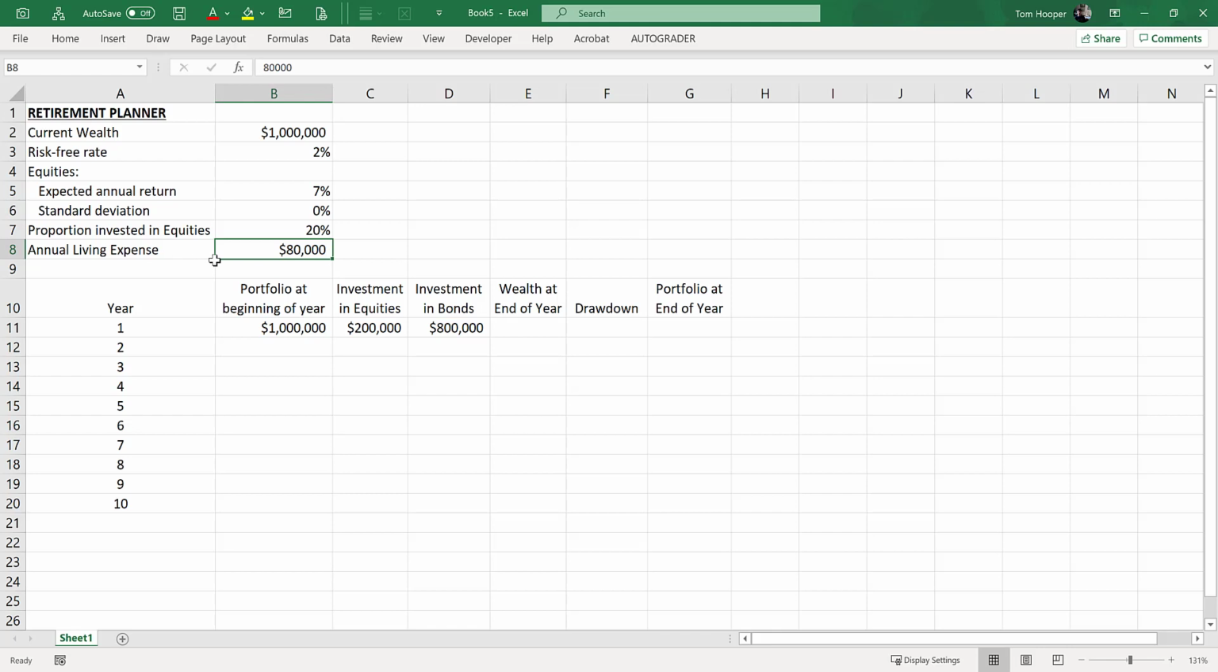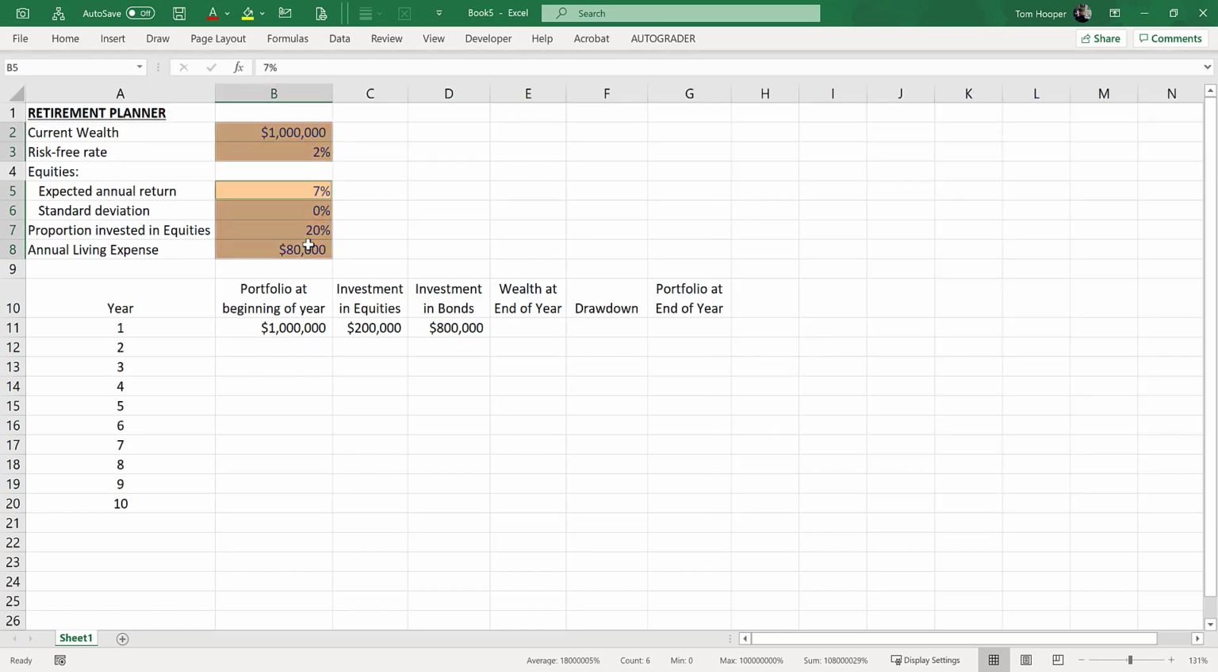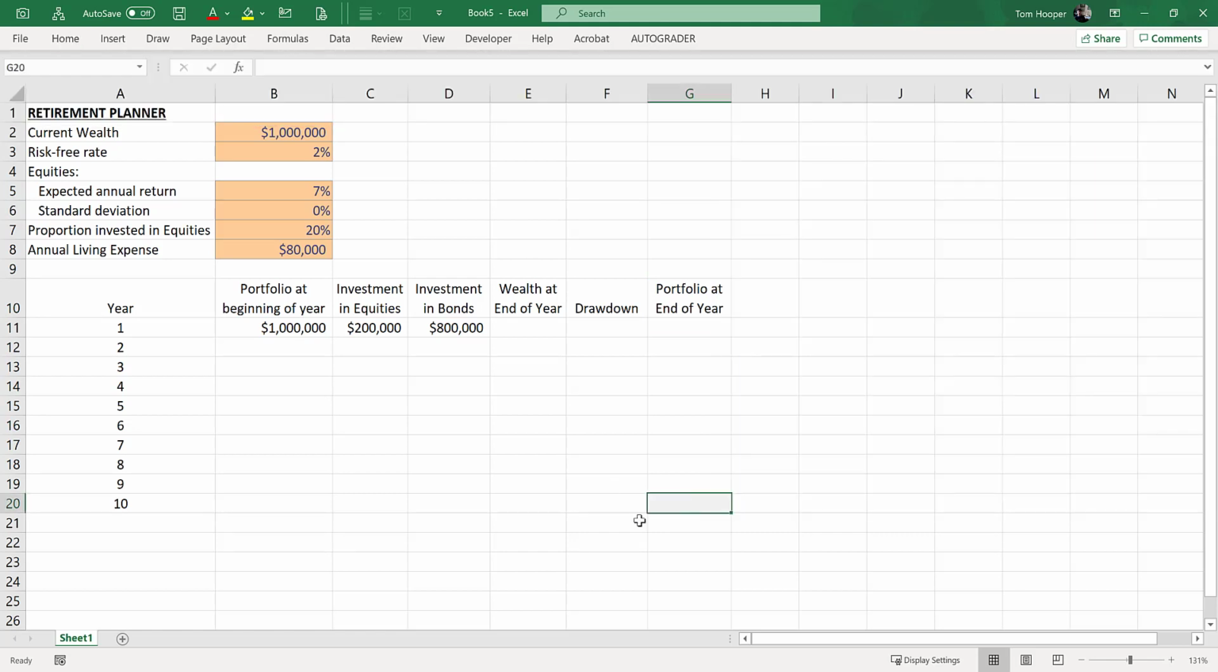The client would also like to take $80,000 out for an annual living expense. So each of these are inputs, so I'm going to select those two, Control, and those, Alt-H-J, inputs. And what I'd like to know is after 10 years, what is my portfolio value at the end of that year? So that'll be an output. I'm going to probably paste a cell over that and change the formatting, but I'll come back.